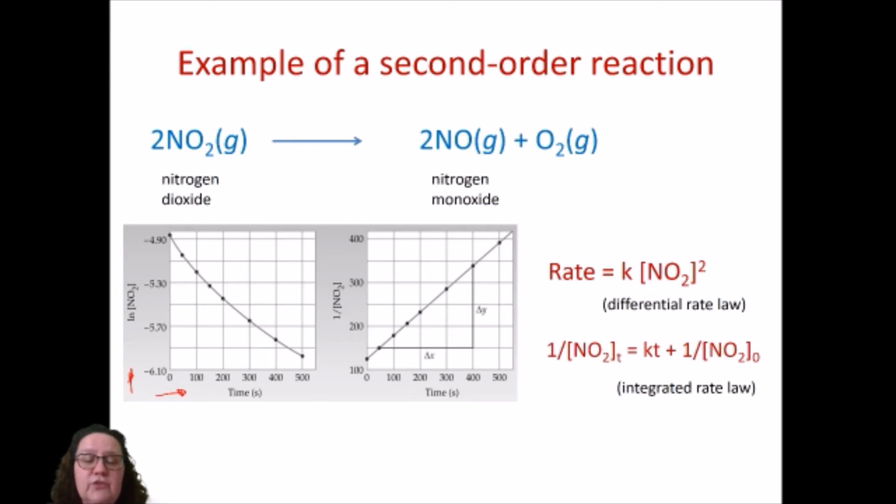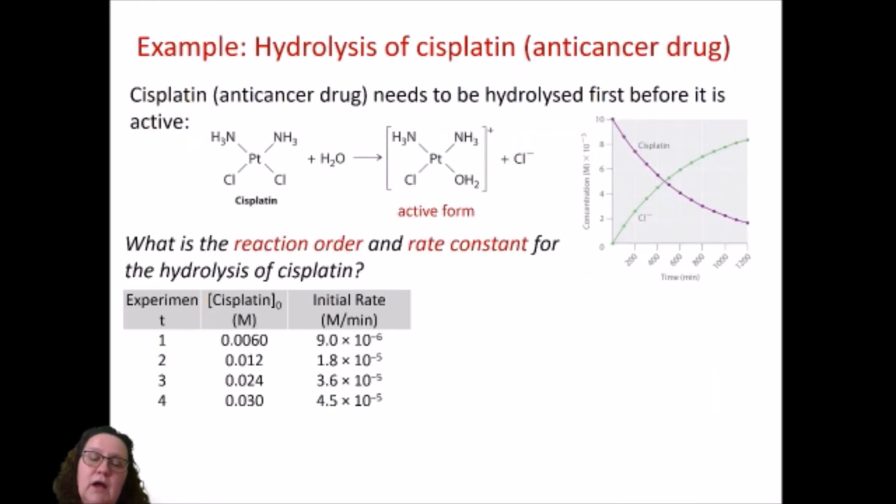When we represent 1 upon the concentration of nitrogen dioxide versus time, that gives you a straight line, and the slope of that line is the rate constant for the reaction. So I'm going to ask you to solve an exercise and work out what is the reaction order for this particular reaction and what's the rate constant for the reaction.